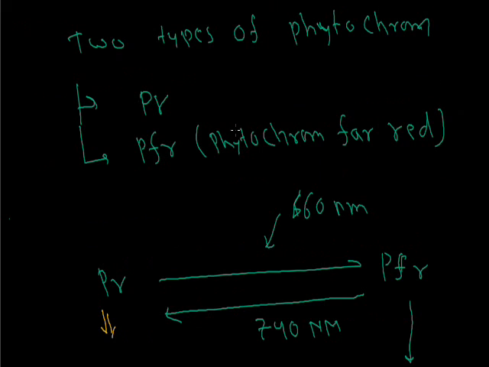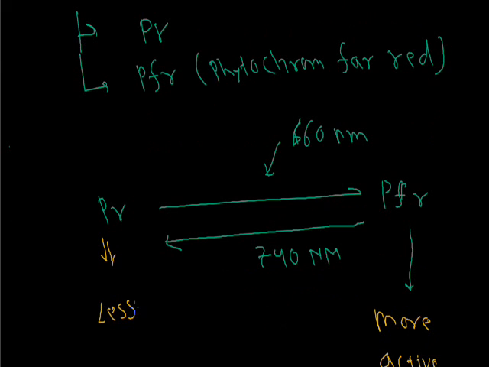And there are two types of phytochromes, red and far red. Phytochrome far red is more active and phytochrome red is less active. Phytochrome red converts to phytochrome far red when the incident light is 660 nanometers, and phytochrome far red converts to phytochrome red when the incident light is 740 nanometers.